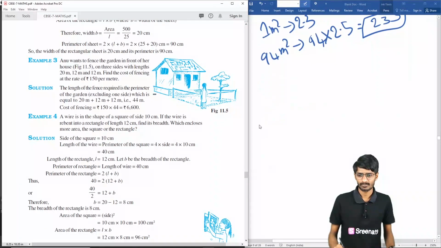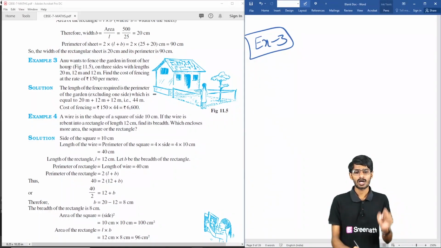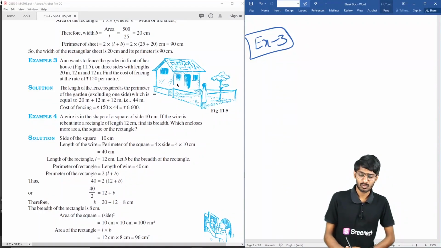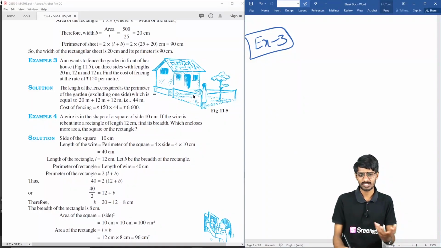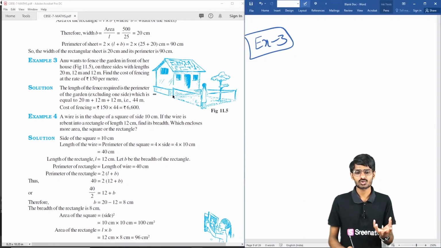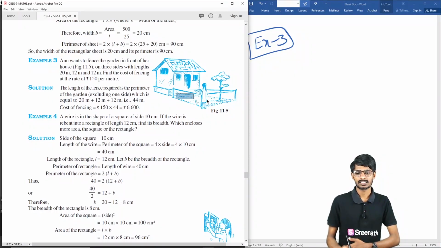Example 3. Anu wants to fence the garden in front of her house. So this is Anu's house, and in front of her house there is some area which is the garden area, and she wants to build a fencing to that area on the 3 sides. This is side 1, this is side 2, and this is side 3.